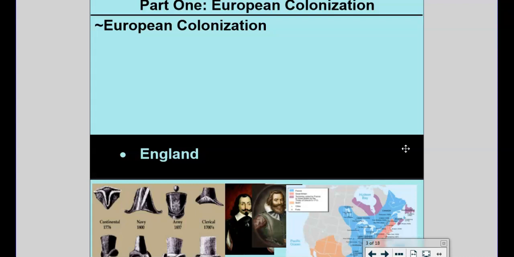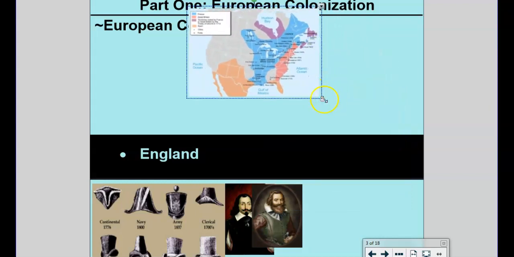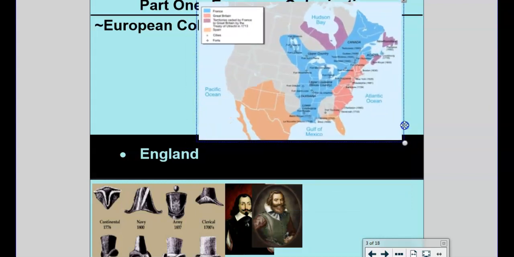One big idea is the defeat of the Spanish Armada. Now, the Spanish Armada is just the Spanish Navy. In 1588, the English defeated the Spanish Armada in a big naval battle. It had to deal with a European war that we don't need to get into here. But it was after that that the English started to feel confident sailing the high seas.